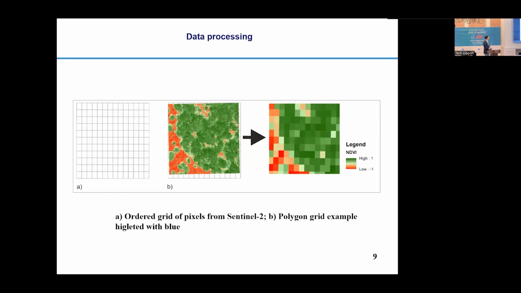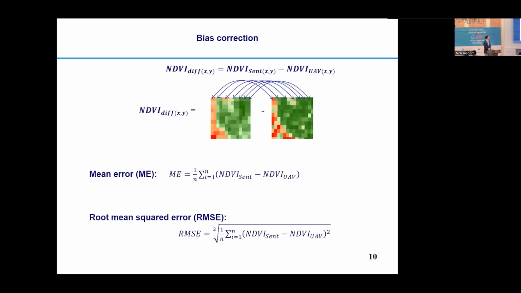Мы создавали сетку, где каждый квадратик соответствует каждому пикселю снимка Sentinel. И сопоставляя эту сетку со снимком дрона, мы находили среднее значение каждой ячейки. Вот вы видите два снимка: первый с Sentinel, второй с дрона.